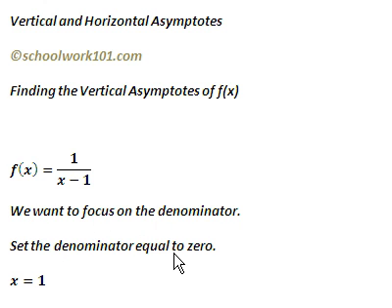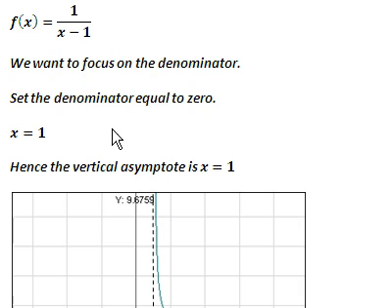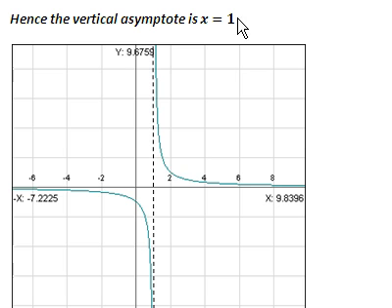So set the denominator equal to 0, and once we set the denominator equal to 0, solve for x. We can see simply that if I plug 1 in, I get 0 in the denominator. This means that we have a vertical asymptote at x = 1. Here's the graph of the function, and as you can see, I indicate with this vertical dotted line that there is an asymptote at x = 1. We simply write out this equation right here.